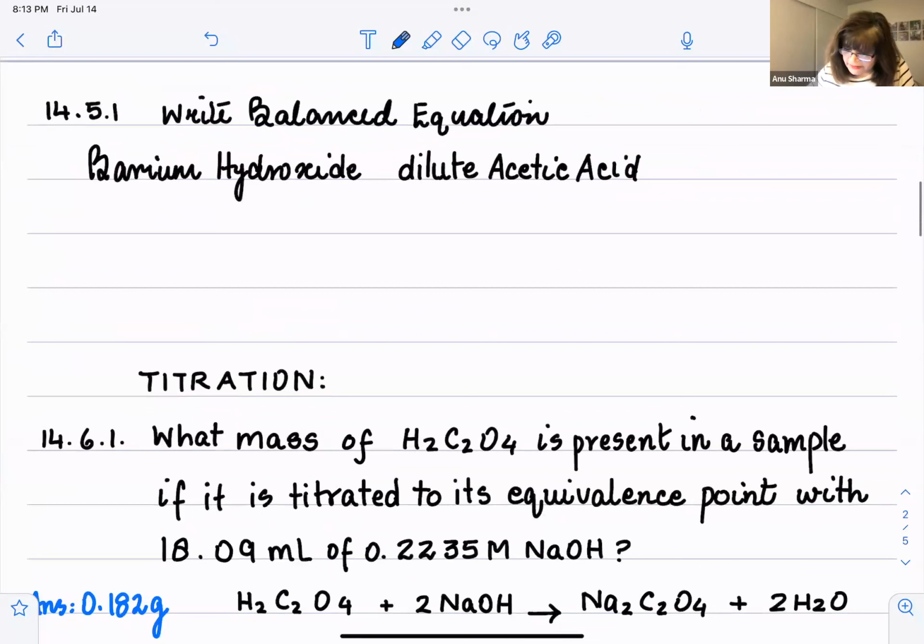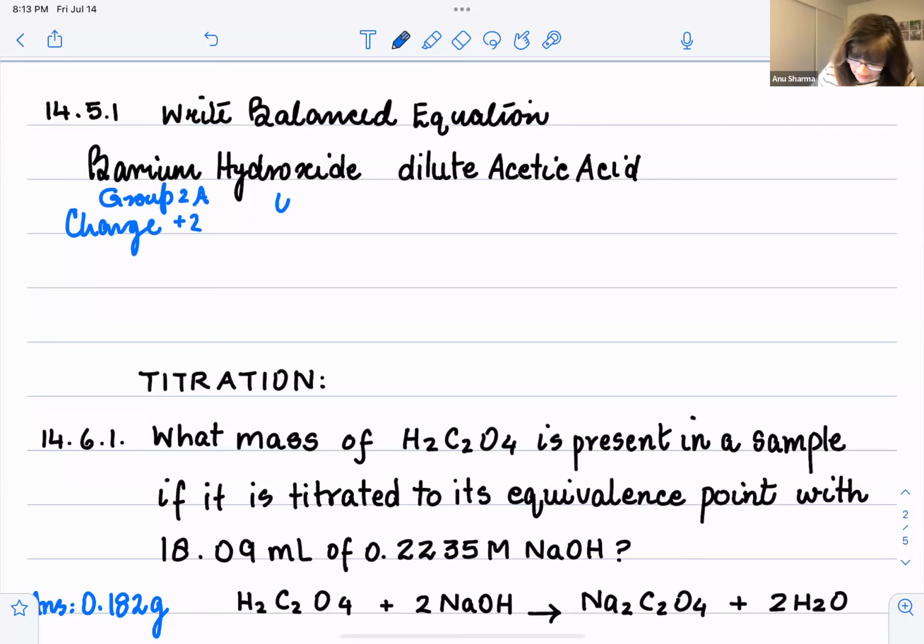Now, next is write the balanced equation for barium hydroxide and dilute acetic acid. So barium is Group 2A, so it will have a plus 2 charge. Always remember these charges, plus 2. Hydroxide, you need to remember the polyatomic ions, minus 1. Acetic acid is CH3COOH. That's the formula for it, and it's always aqueous. Barium hydroxide is soluble in water, so this is also going to be aqueous.